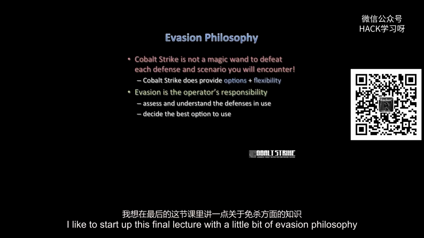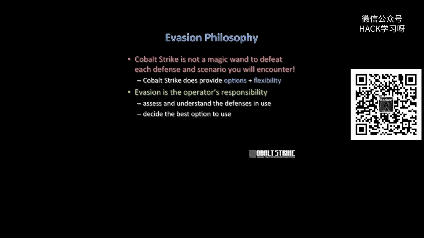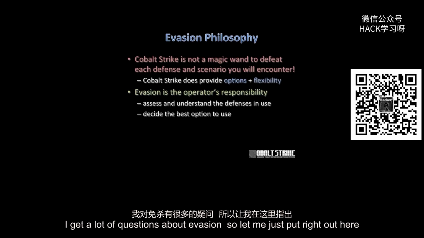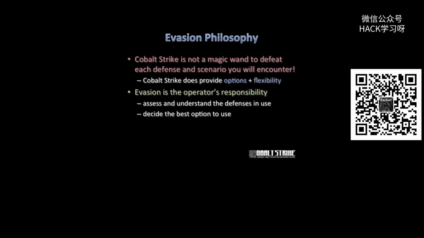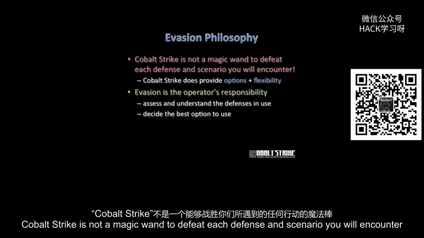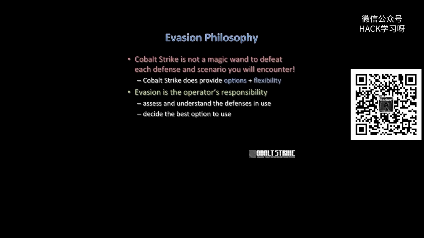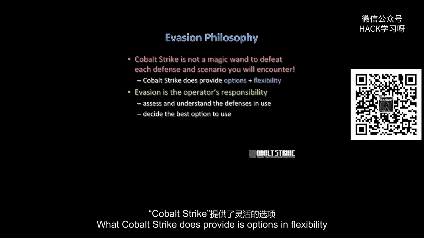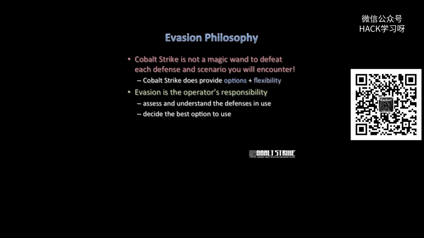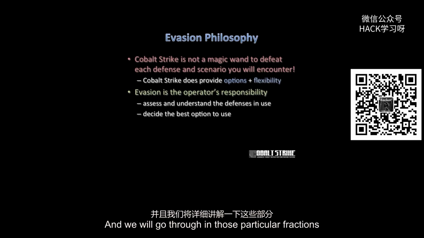I'd like to start out this final lecture with a little bit of evasion philosophy. I get a lot of questions about evasion, and so let me just put it right out there. Cobalt Strike is not a magic wand to defeat each defense and scenario you will encounter, okay? As a vendor, as a developer who's working with your team, I simply cannot guarantee that. Nobody can. What Cobalt Strike does provide is options and flexibility. And we'll go through those in this particular lecture.